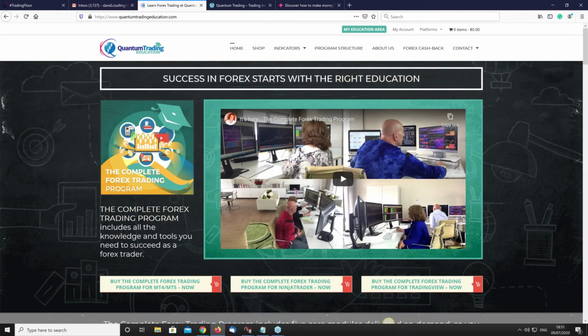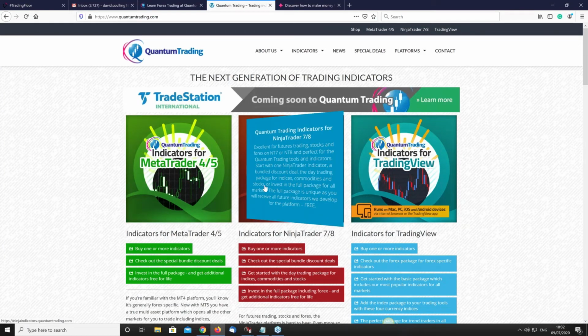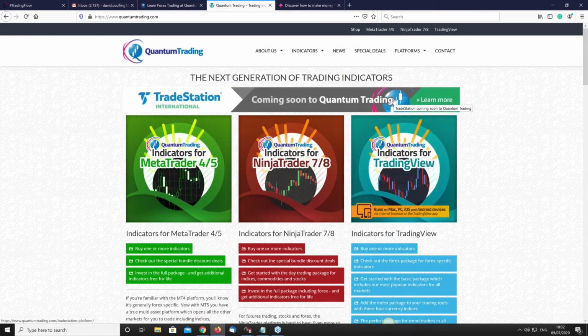In terms of the indicators, you can find them all here. MT4/5, NinjaTrader 7/8, TradingView, TradeStation. We're literally working on it. We're building the domain. We've got all the support pages going in, all the enablement systems being built. The indicators have been tested.